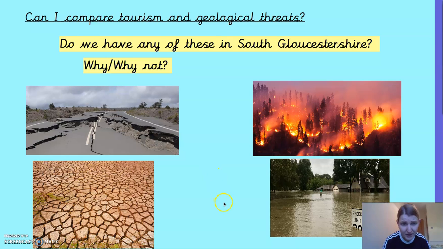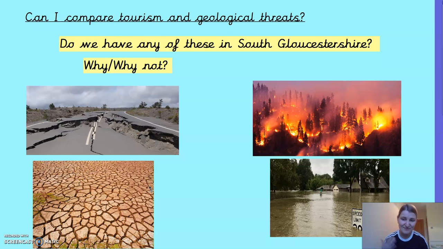Okay, so if you look here, we've got wildfires, forest fires over here. We've got flooding. We've got drought. We've got incredibly dry land. You can see it's all cracked, and that often comes from a lack of rainfall. And then here we've got some severe damage to the road, likely caused by something like an earthquake.